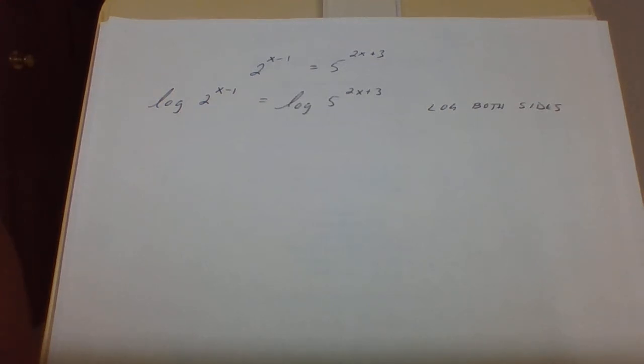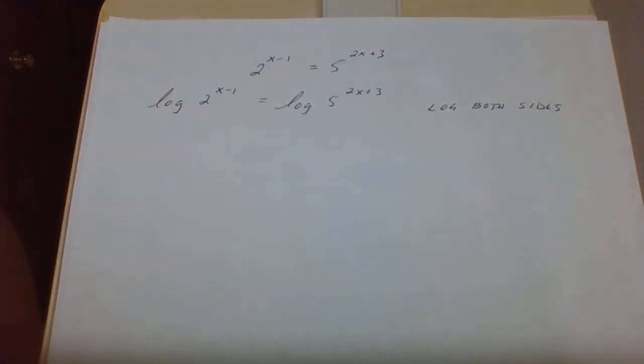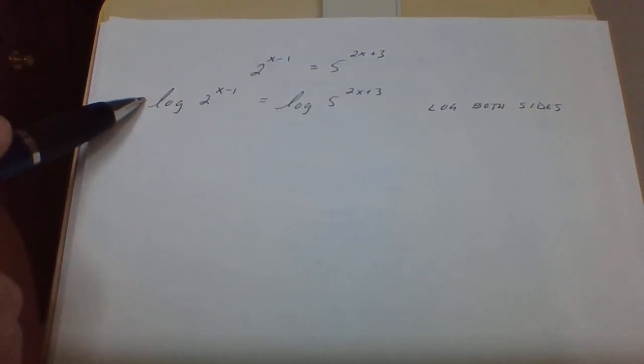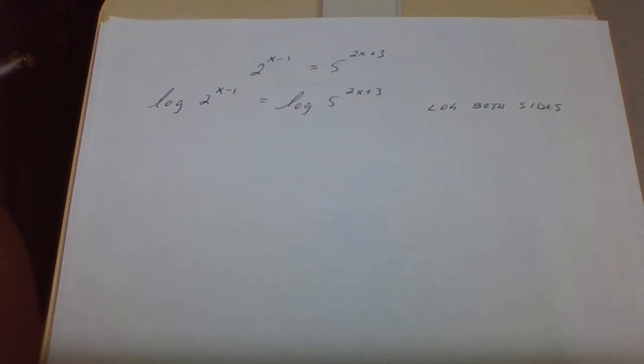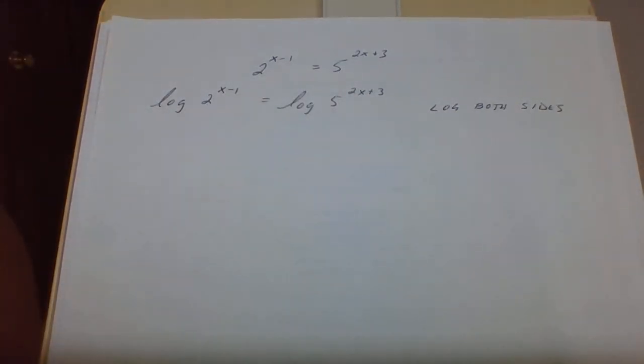And when I do that, now I've created a situation where I can go ahead and start to use my properties. You see that the x minus 1 and the 2x plus 3 are still exponents up there, and I want to go ahead and bring those exponents down in front. Right, so I'm going to move this down in front of my log of 2. Keep in mind that these have multiple terms in them, so when you bring them down in front, make sure you put them inside parentheses.